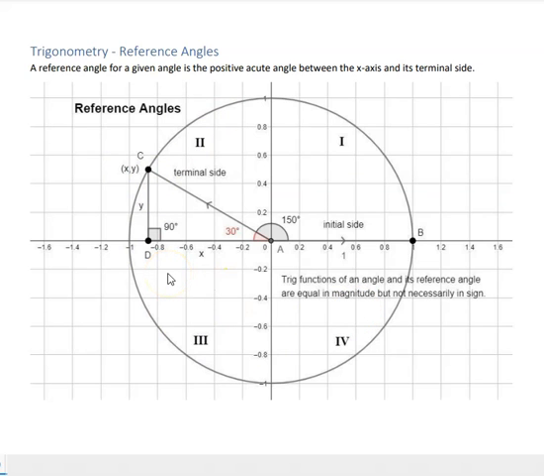So reference angles are another very powerful tool that can make your problems simpler.